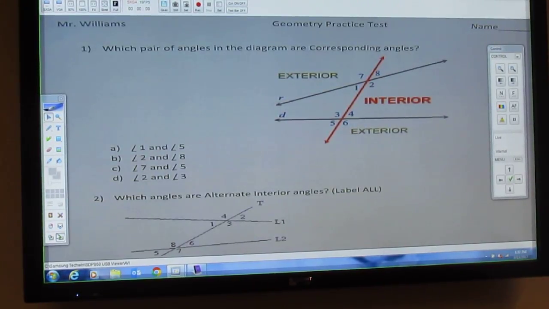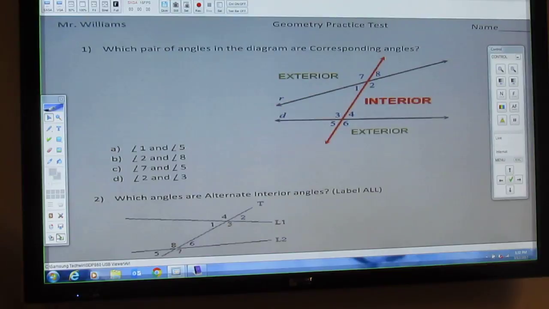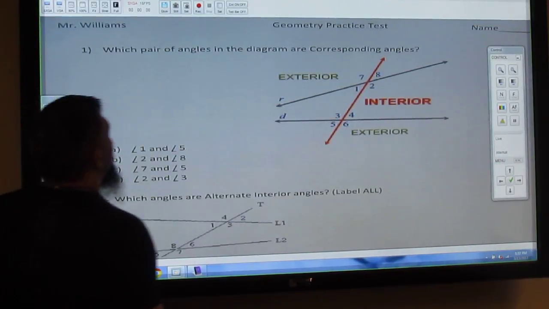Alright, so for chapter 3, this is going to be chapter 3.